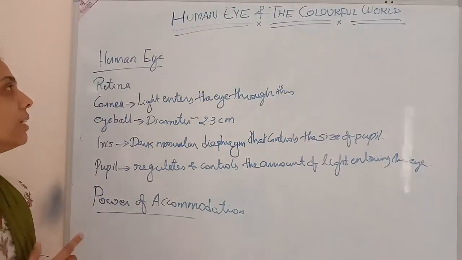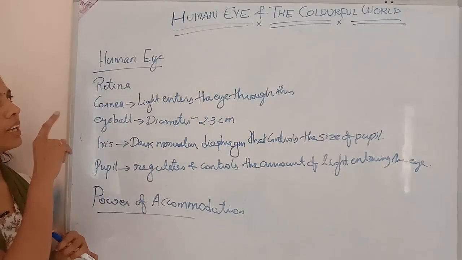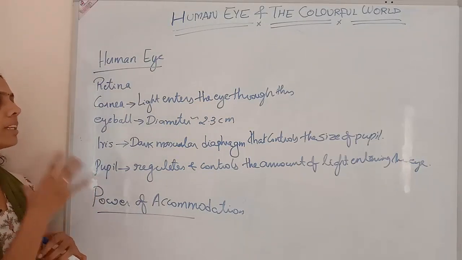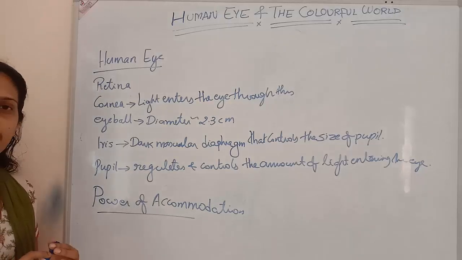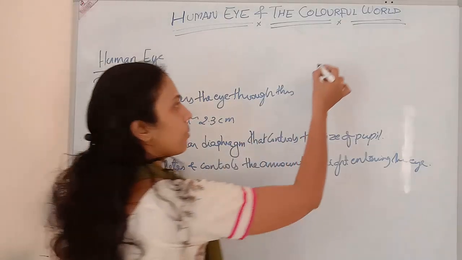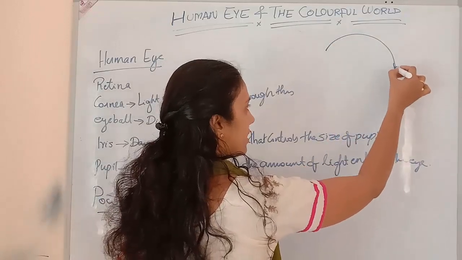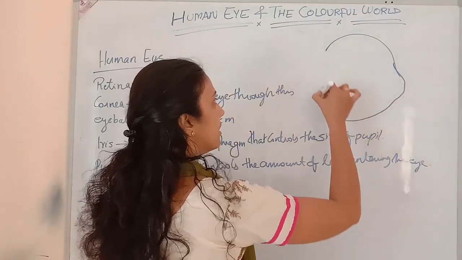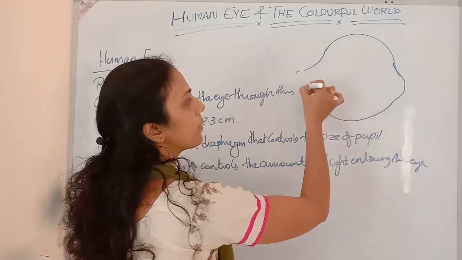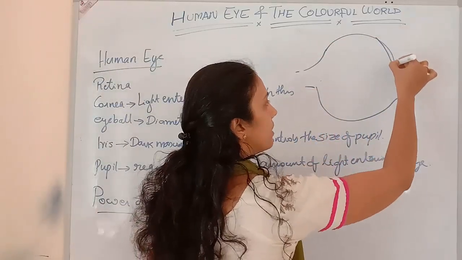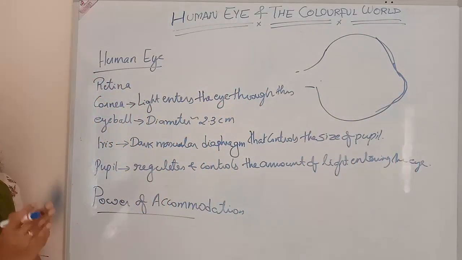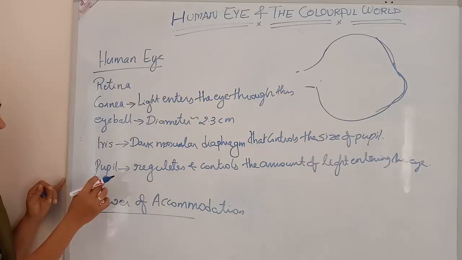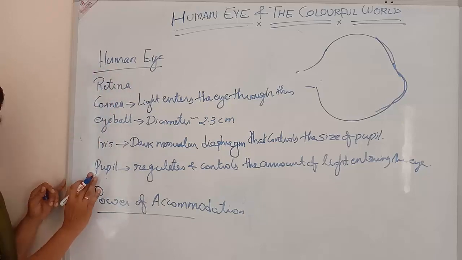Here it's human eye and the colorful world. In that, the first one is human eye. The structure of the eye is almost spherical in nature, isn't it? It will be spherical and bulged a little bit like this. The outer part is the cornea, then retina, and the eyeball, iris, pupil. These are the major things.